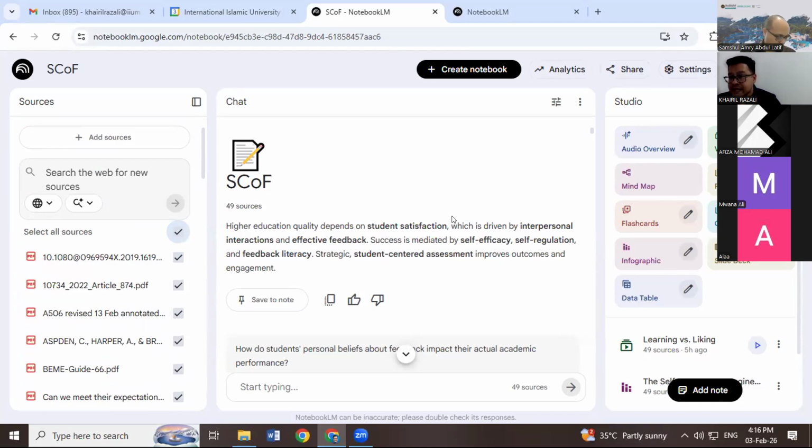The answer given will be based on the resources that you put in. Remember, we talked about garbage in, garbage out. So it will give answers based on the papers that you have. It is not like Gemini or ChatGPT, where they will sort of recreate information.